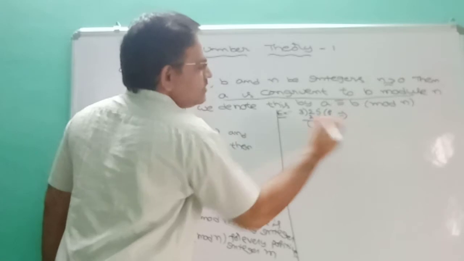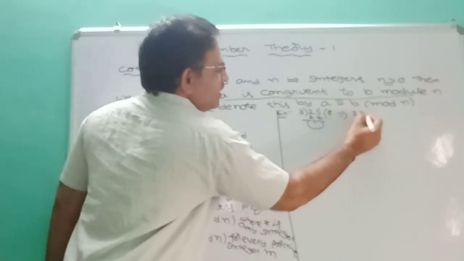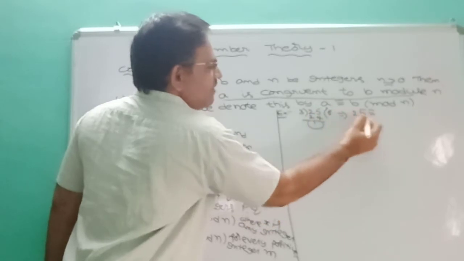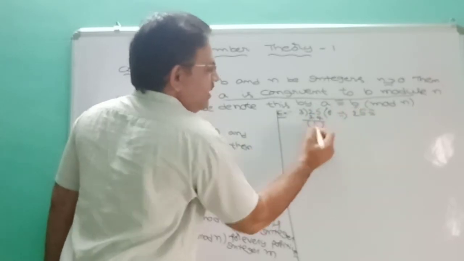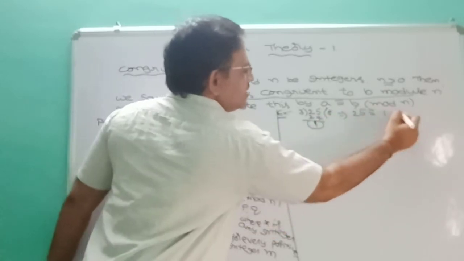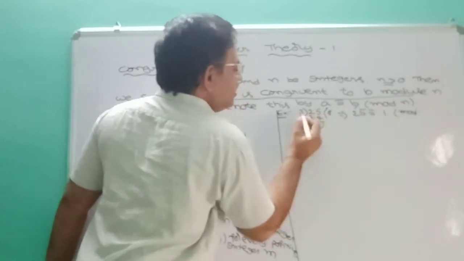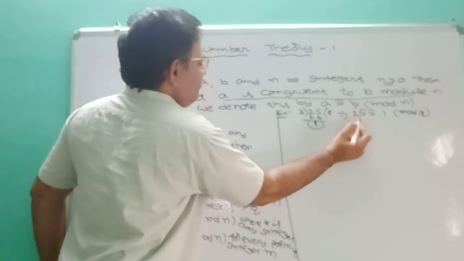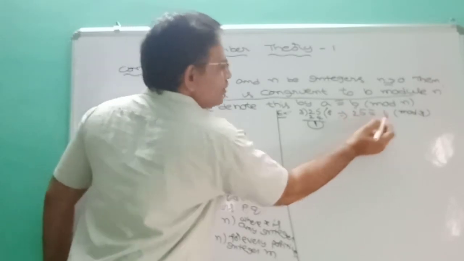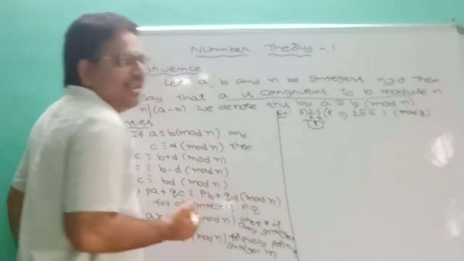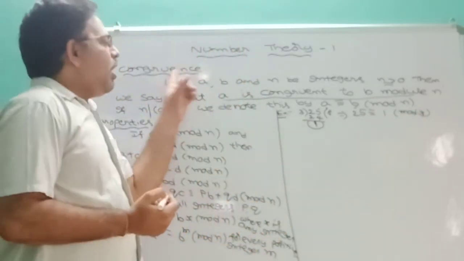Now how do we write this symbolically? 25 is congruent to b, where b means the remainder, which is 1. Which number are you dividing by? Mod 3. The meaning is 25 is congruent to 1 modulo 3. This is the meaning of a congruence.